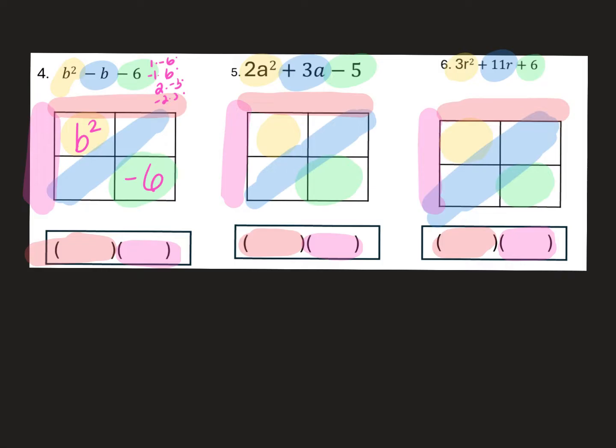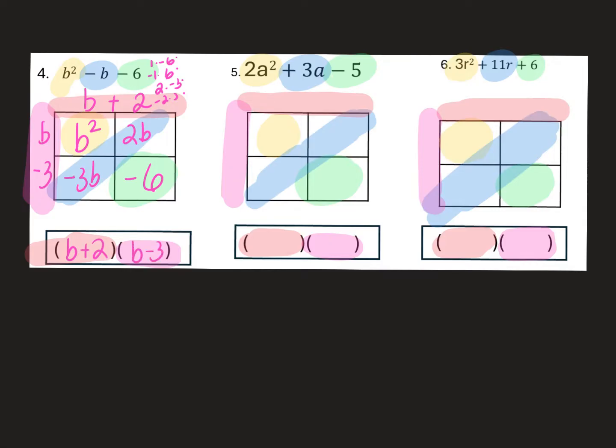So I'm going to put b times b here because b times b is b squared. I'm going to put positive 2 here and negative 3 here. And let's see if that works out. 2 times b is 2b. b times negative 3 is negative 3b. When I add this diagonal together, do I get negative b? And yes, I do. So then I know that b plus 2 times b minus 3 is my solution that goes in the box here. b plus 2 times b minus 3.